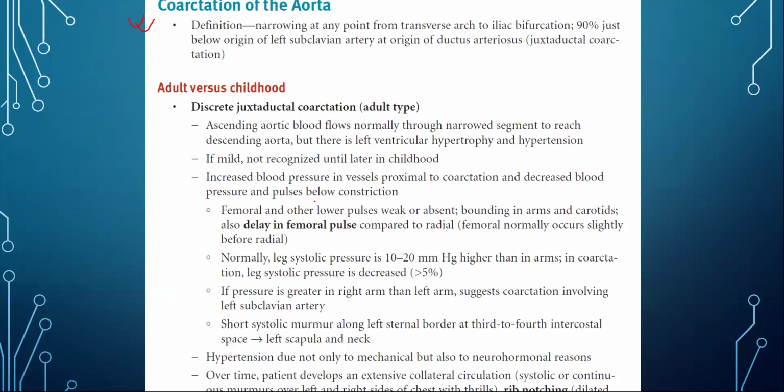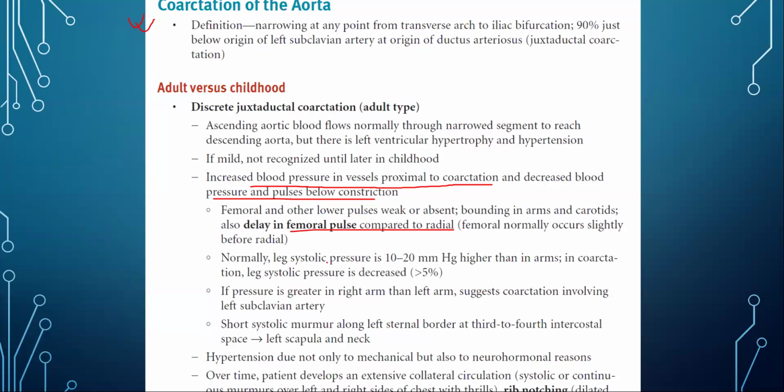So let's see what happens. Increased blood pressure in vessels proximal to the coarctation and decreased blood pressure below the constriction. That we understand. So what will happen? In this case, radiofemoral delay will happen. The radial artery is in the upper extremity and the femoral artery is in the lower extremity. So now you understand where this radiofemoral delay comes from, right? Because now more blood is going to the radial artery than the femoral artery. So if you check the radial and femoral arteries at the same time, you'll see a delay there. So one of the common findings is radiofemoral delay.